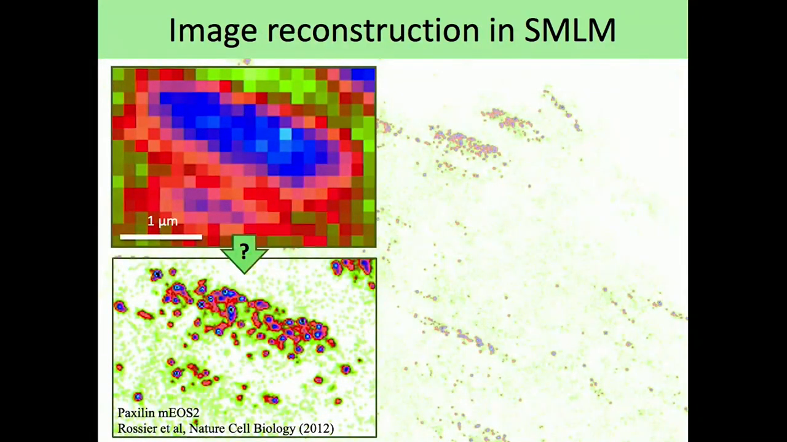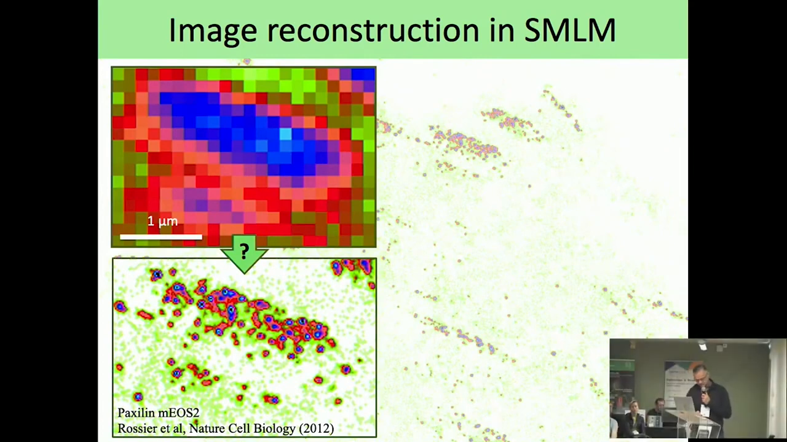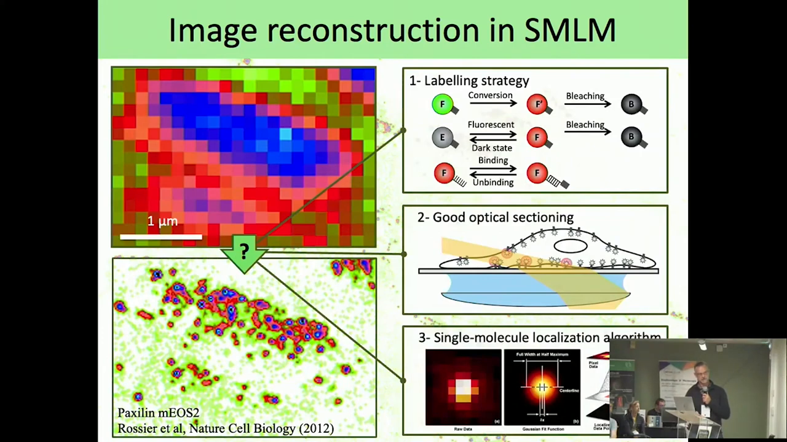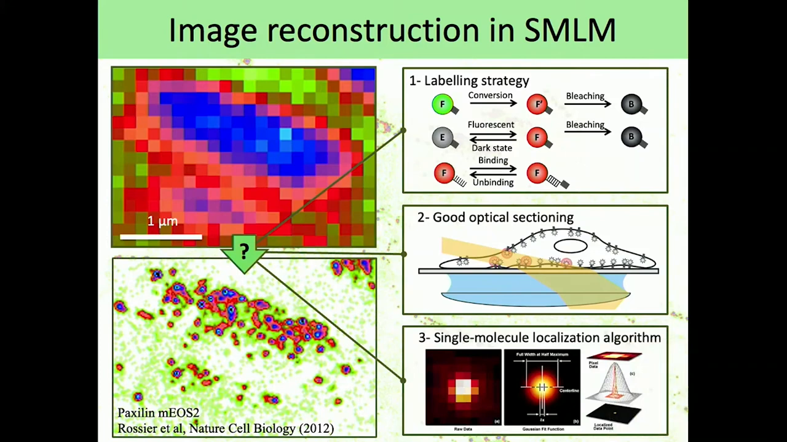What do you need to go from this low resolution to this? Again, that's the beauty of the technique. It's very simple. You need a labeling strategy. We've heard a lot of the different strategies to label and to be in a single molecule regime. You need to have a good optical sectioning microscope because, of course, you need to see single molecule events, so background needs to be as low as possible. And after that, you need a bunch of software, which is really part of the whole technique, to localize and then extract some quantitative information. But at least for the reconstruction, you need to localize individual molecules.